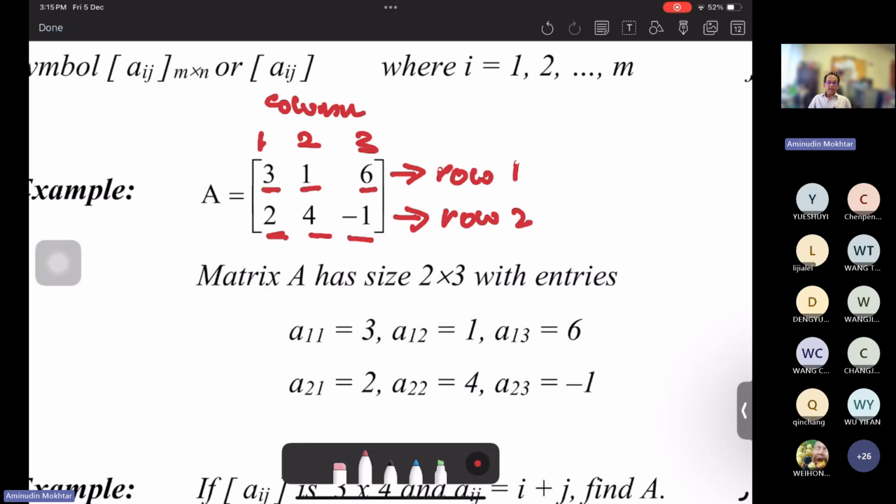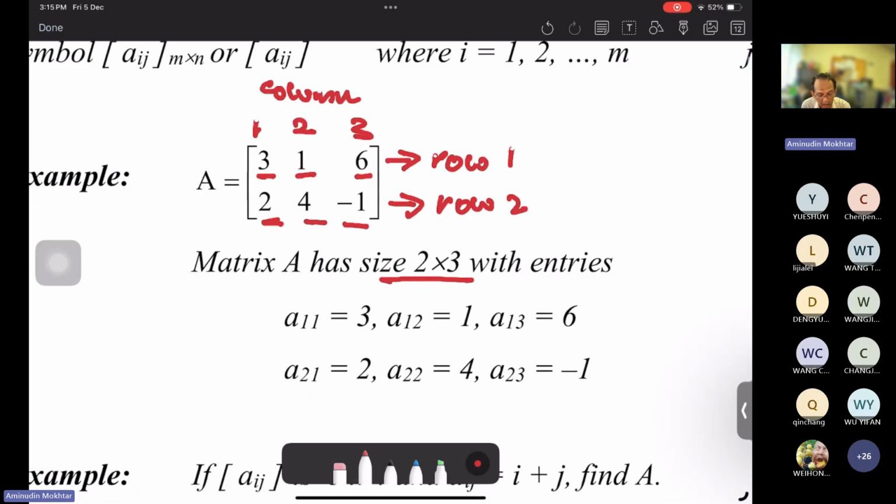So for matrix A, how do we describe matrix A? Matrix A has 2 rows and 3 columns. So in other words, the matrix has the size of 2 times 3, or the order of the matrix is 2 times 3, 2 rows and 3 columns. That is the size of the matrix.